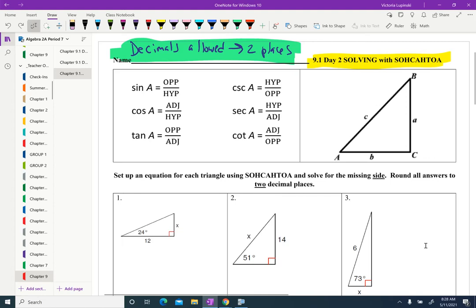All right, welcome everybody. Today we're going to talk about the second day of section 9.1, and today we are going to be solving with SOHCAHTOA. When you are solving with SOHCAHTOA, you actually are allowed to have decimals, and we're going to ask you to round all your answers to 2 decimal places.